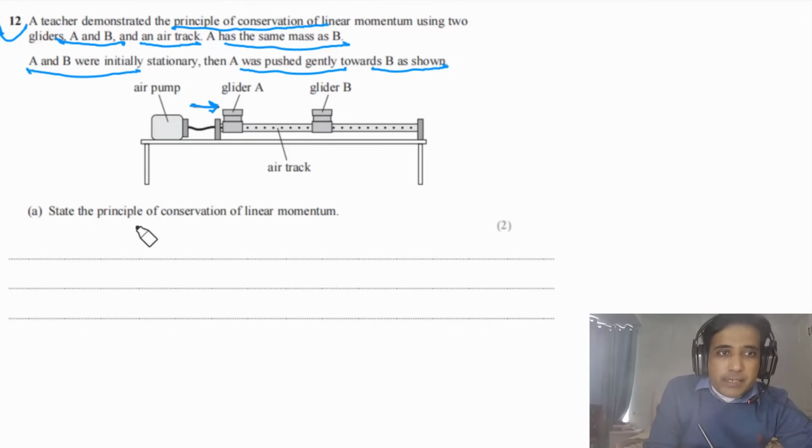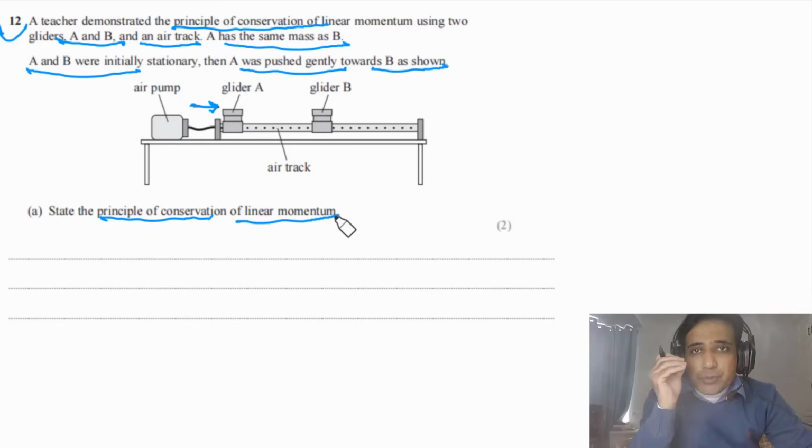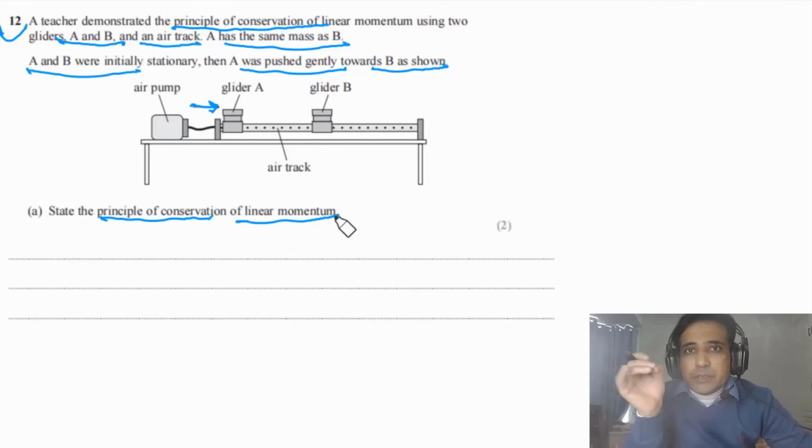For part A, we need to state the principle of conservation of linear momentum. Principle of conservation of linear momentum simply tells us that for any isolated system, total momentum before collision is equal to total momentum after collision. Isolated system means that there is no net external force acting on the system.